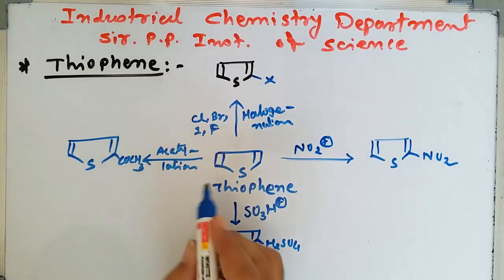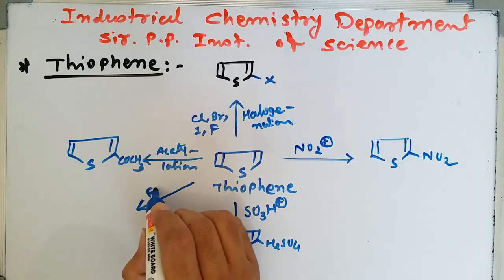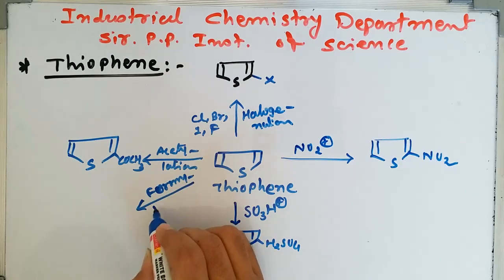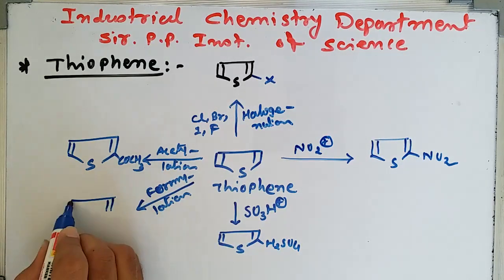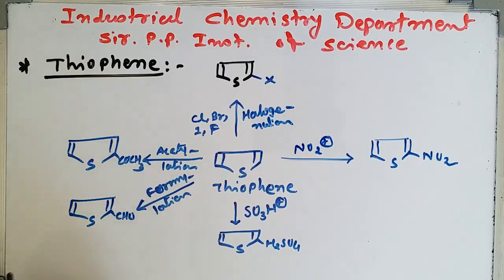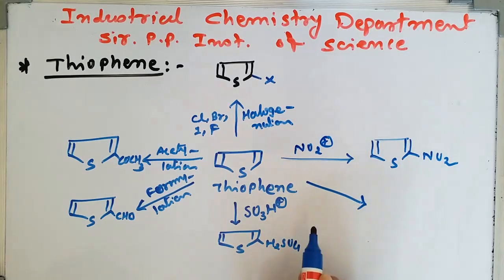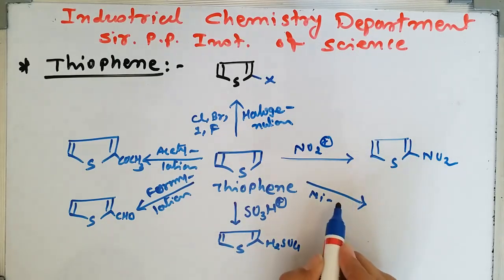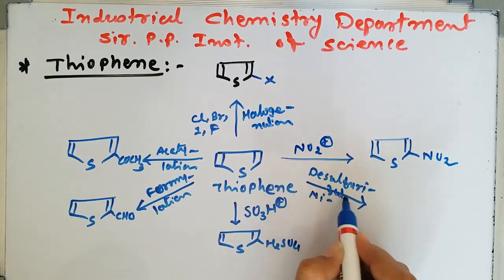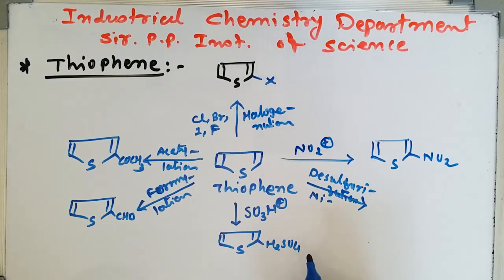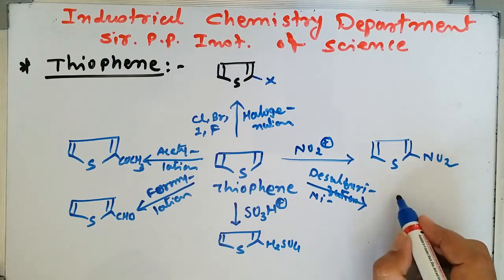If we treat it by formylation, an aldehyde group is introduced at the second position, giving thiophene-2-aldehyde. And desulfurization takes place with the help of Raney nickel. Desulfurization takes place, and then it is transformed into normal butane.